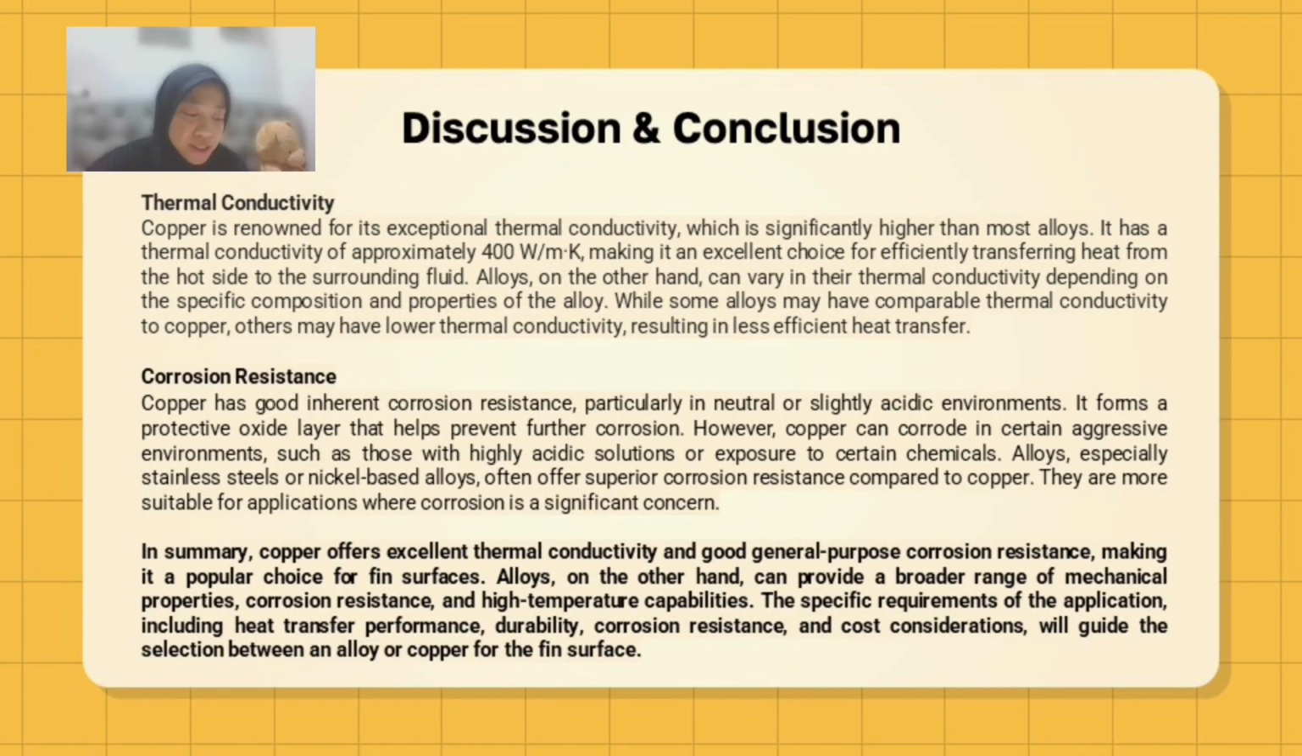The first point of the discussion is thermal conductivity. Copper is renowned for its exceptional thermal conductivity, which is significantly higher than most alloys. It has a thermal conductivity of approximately 400 watts per meter Kelvin, making it an excellent choice for efficiently transferring heat from the hot side to the surrounding fluid. Alloys, on the other hand, can vary in their thermal conductivity depending on the specific composition and properties of the alloy. While some alloys may have comparable thermal conductivity to copper, others may have lower thermal conductivity, resulting in less efficient heat transfer.